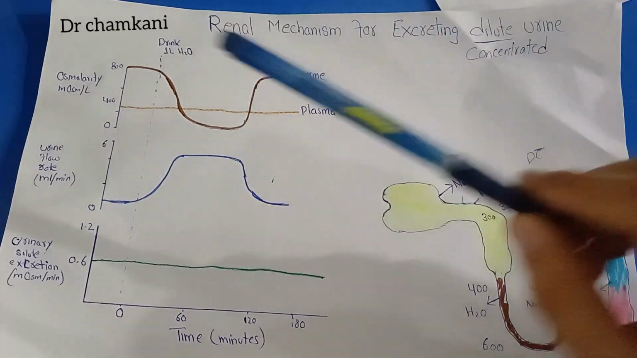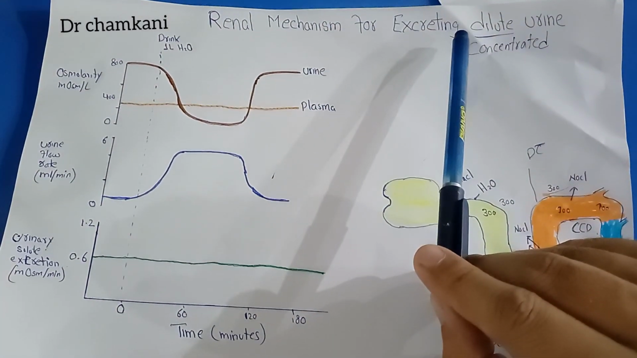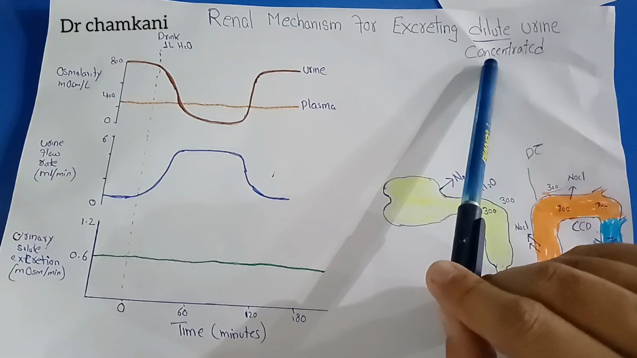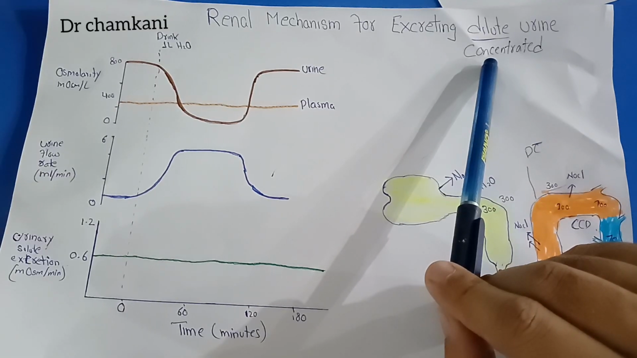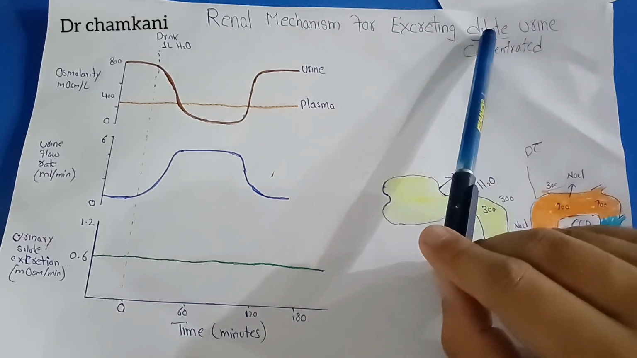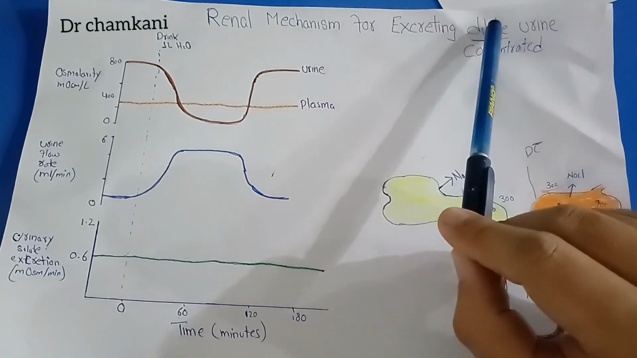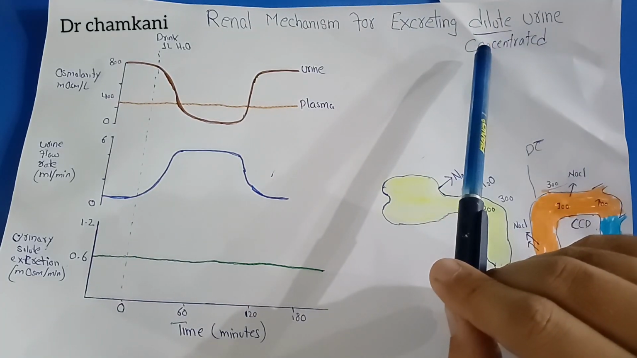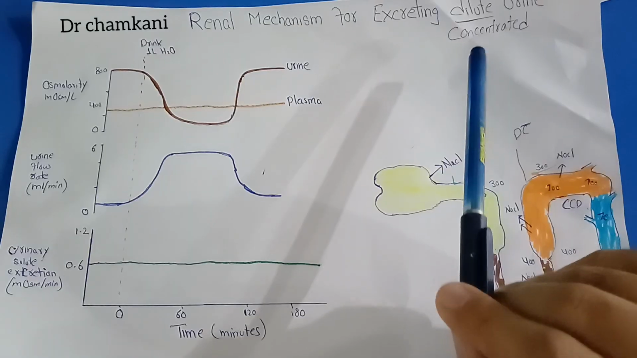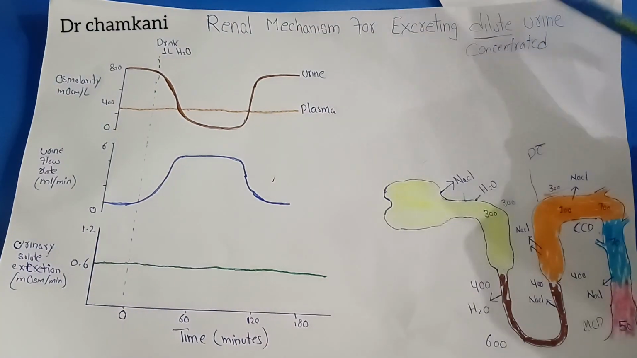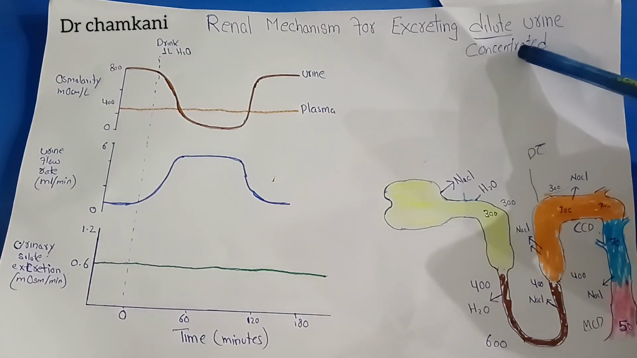Today we are going to talk about the renal mechanisms for excreting concentrated urine. In our last lecture, we discussed the ability of the kidney to excrete dilute urine. The human kidneys have the ability to excrete dilute urine or concentrated urine depending upon different physiological conditions. Now, why is it important to excrete concentrated urine?